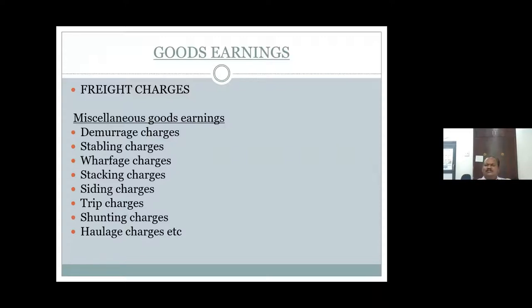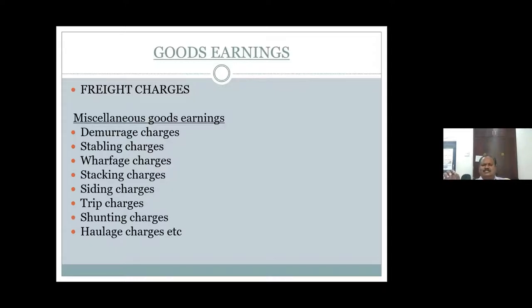Whatever ancillary activities are done by the railway for the movement of freight goods traffic, we render services for, and the required charges attached to the freight traffic are collected and accounted under miscellaneous goods earnings. These are not part of the freight charges. You always keep in mind that these are not part of the freight charges. These are additional charges for services rendered. We collect the charges at the prescribed rates fixed by the board from time to time.